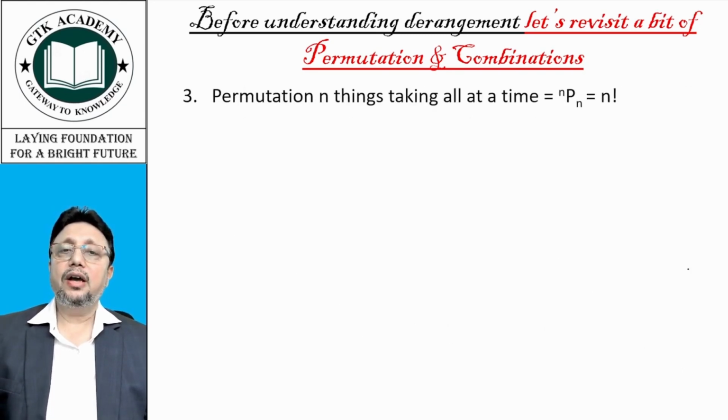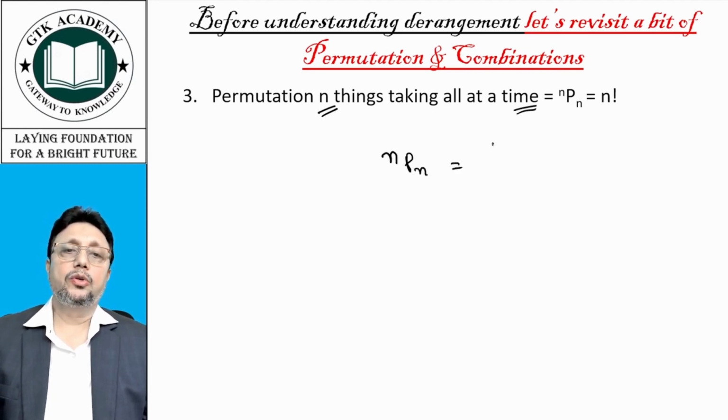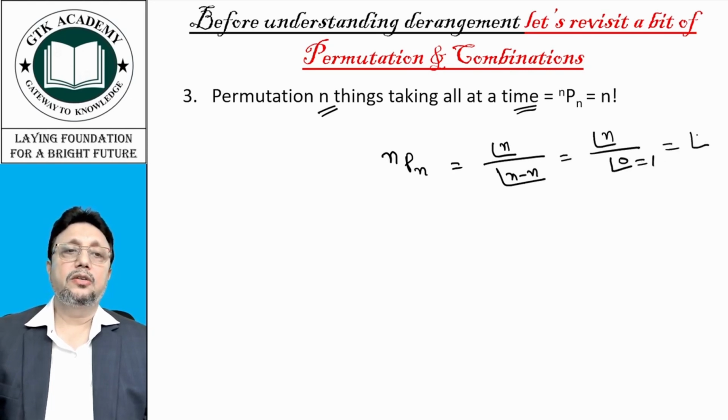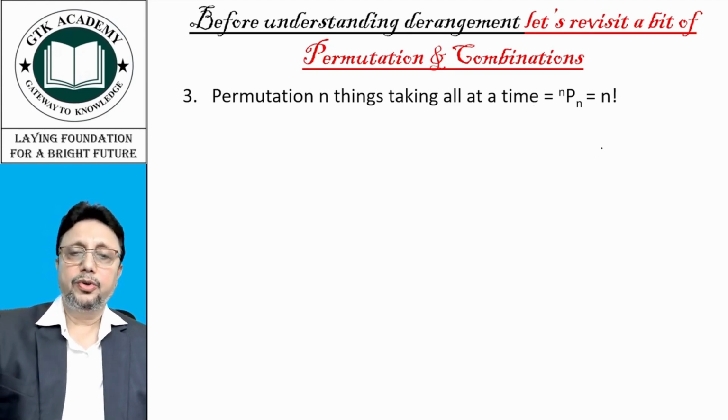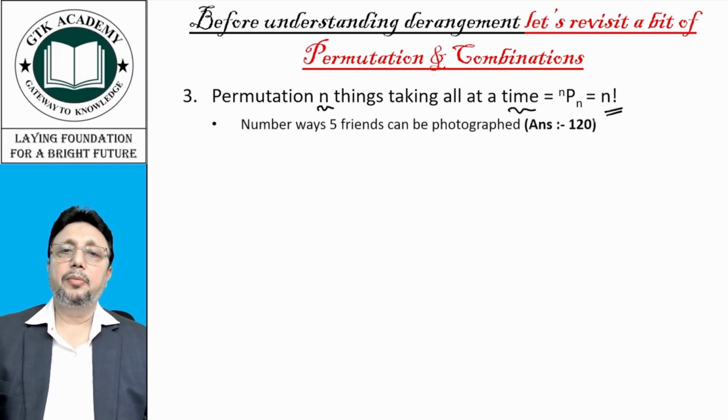Now, if we are taking all at a time, meaning we have n things and we are taking all at a time, then the permutation becomes nPn, which is equal to factorial n upon factorial n minus n, which is equal to factorial n upon factorial 0, and this is defined as 1, so that is factorial n. So the permutation of n things taking all at a time is factorial n.